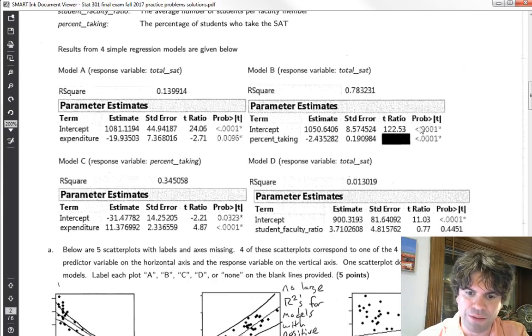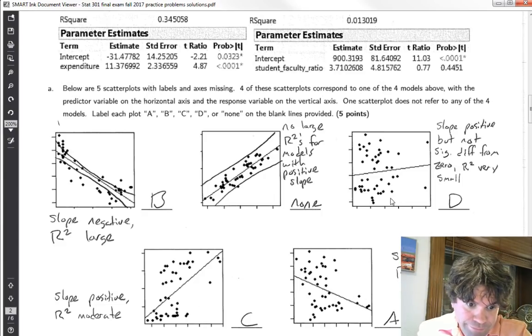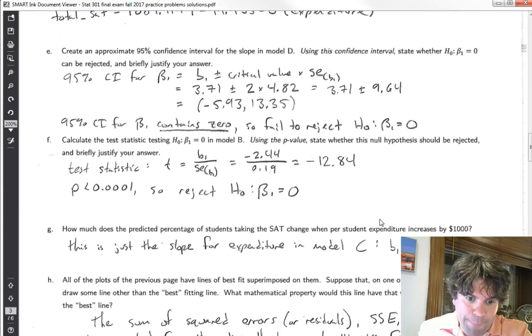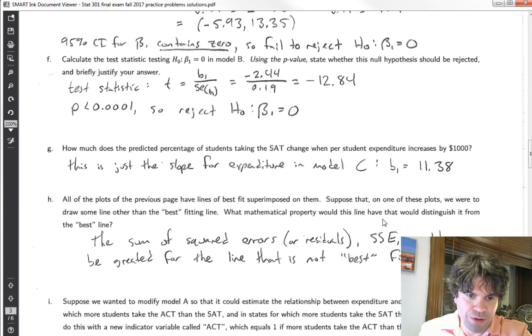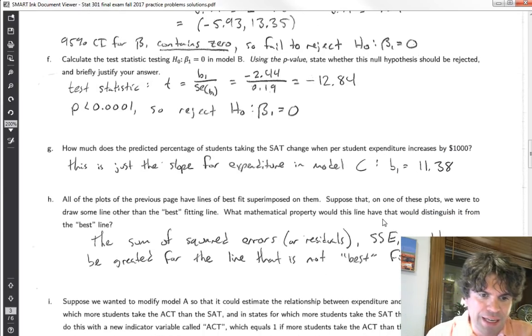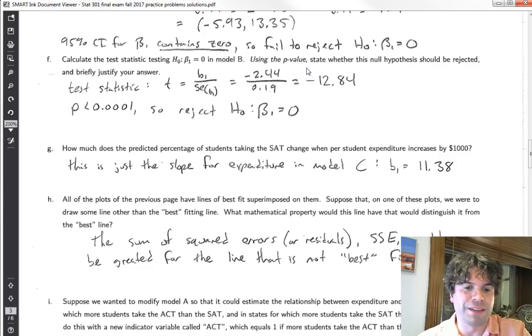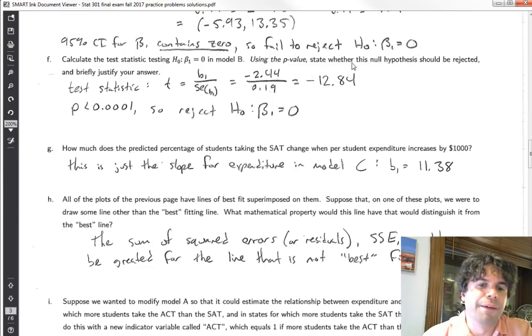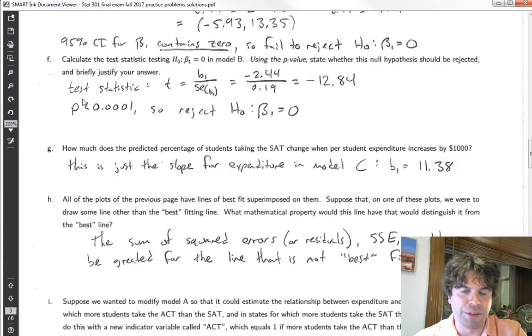The p-value is really, really small, less than 0.0001. It's actually, in this case, a lot less than that. Because the t-test statistic is so huge, negative 2.44 over 0.19 gives you negative 12.84. That's enormous. We talk about the size of a test statistic in terms of how far away it is from 0. So I'm calling this big. It's a big negative number. And so the p-value is very, very small, and if the p-value is small, you reject the null.